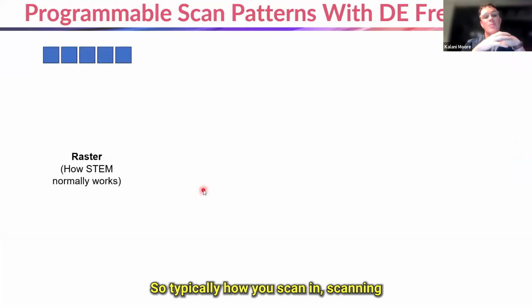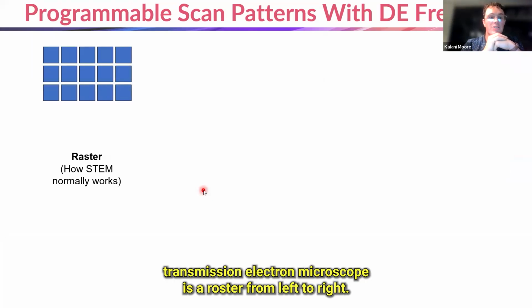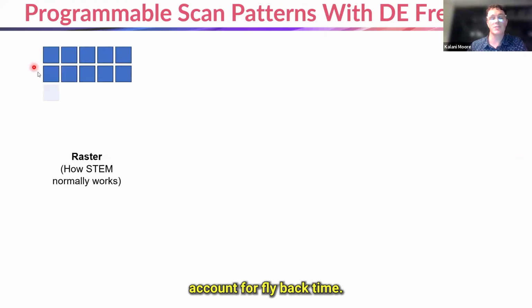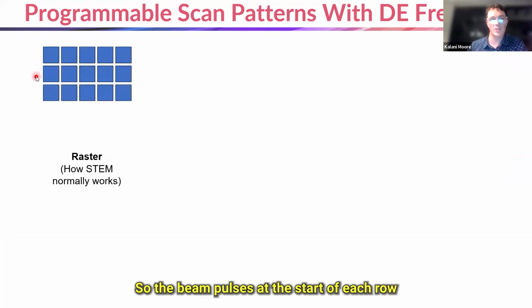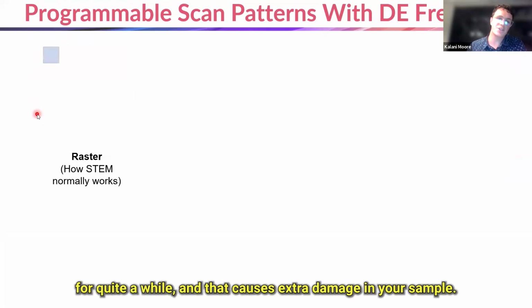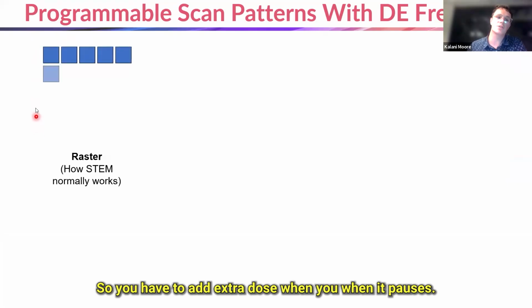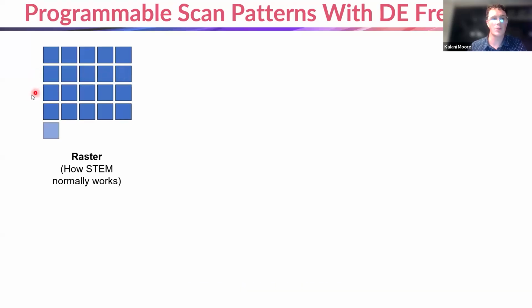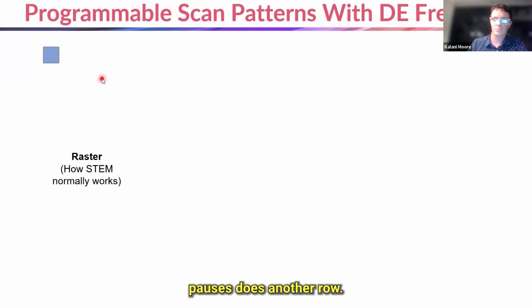So typically how you scan in a scanning transmission electron microscope is a raster from left to right. And this works quite well, but you actually have to account for flyback time. So the beam pauses at the start of each row for quite a while, and that causes extra damage in your sample. So you have to add extra dose when it pauses. So it does a row, pauses, does another row, pauses, does another row.